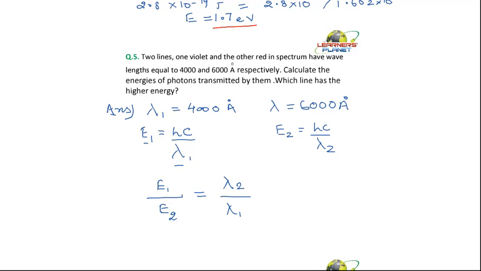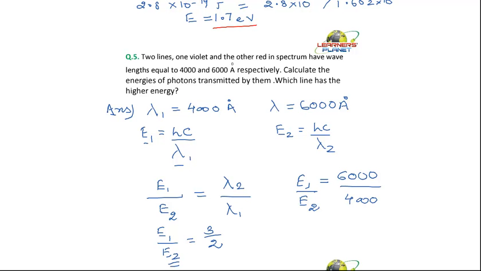Or we can say that your E1 will be equal to what? The lambda 2, that is 6000, upon E2. So your E1 is more than E2. If I solve this, what will I get? Energy 1 upon energy 2 is equal to 3 by 2, right? Or your energy 1 is more than what?